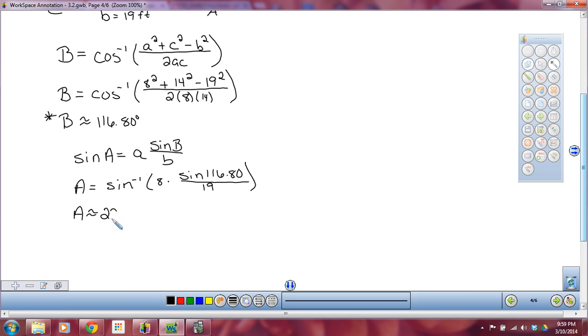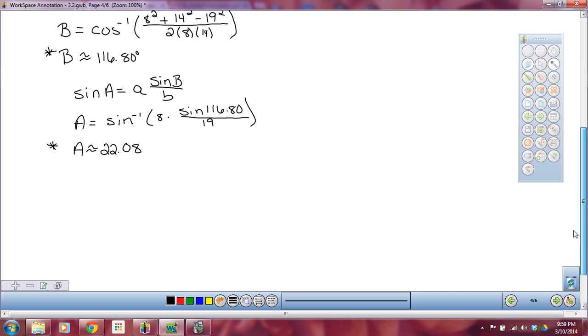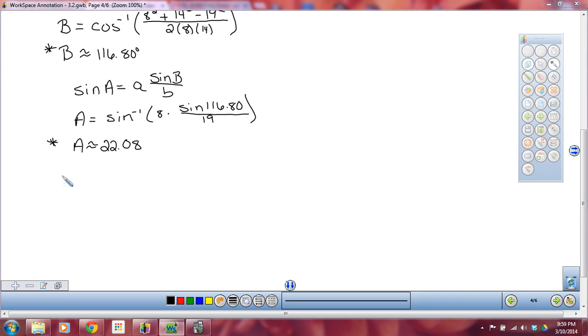So, 22.08. Now, we only have one angle left to find, and that's C. If we want to find C, C is going to equal 180 minus the angles we already have. So 180 minus 116.8 minus 22.08. That means that C is equal to 41.12 degrees. So we need degrees here. So there's my three answers.